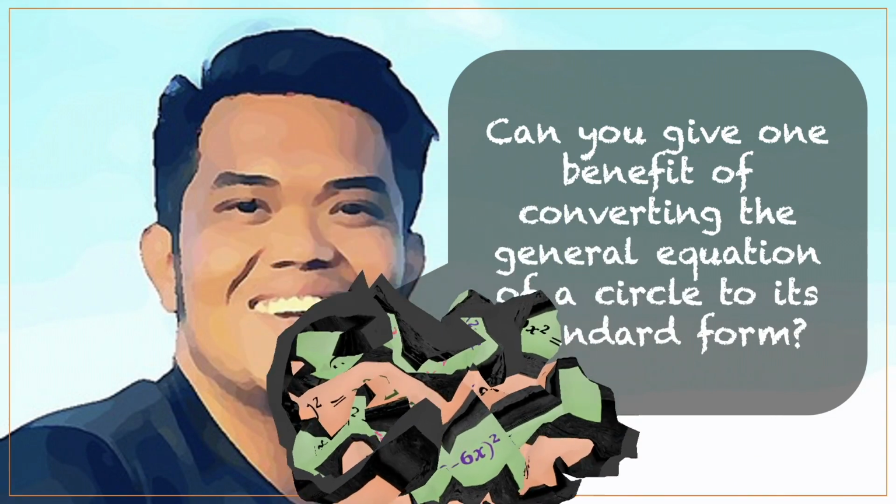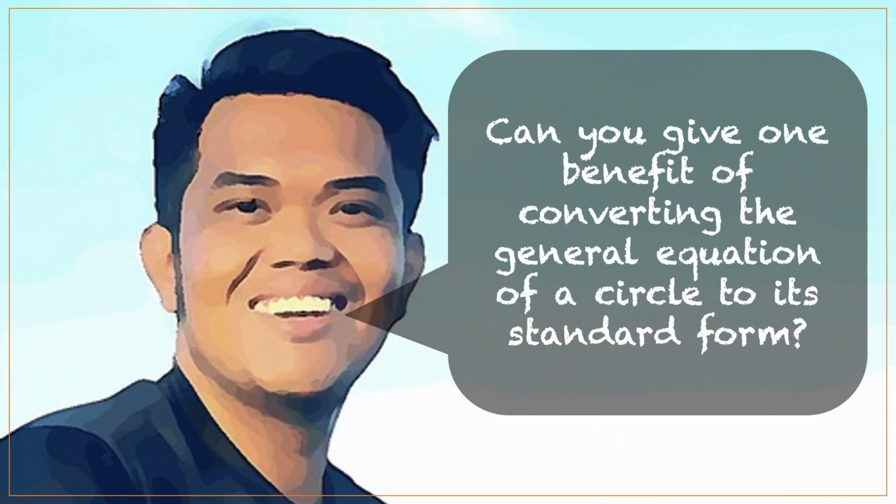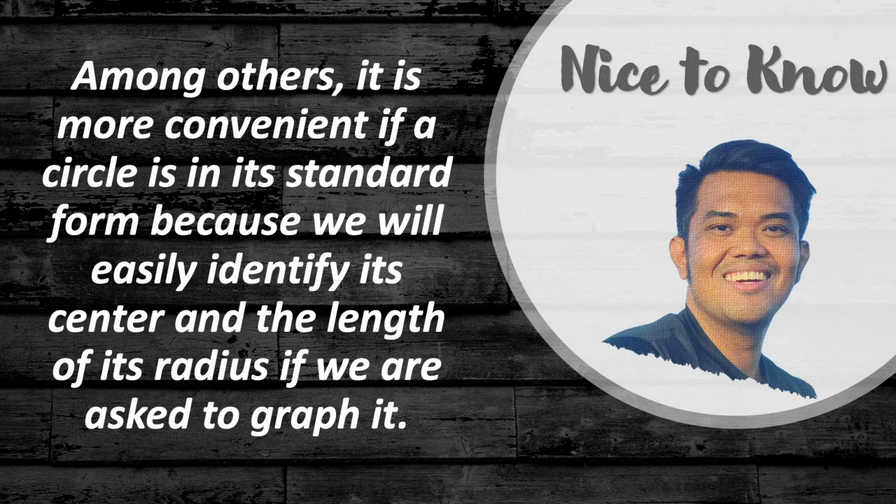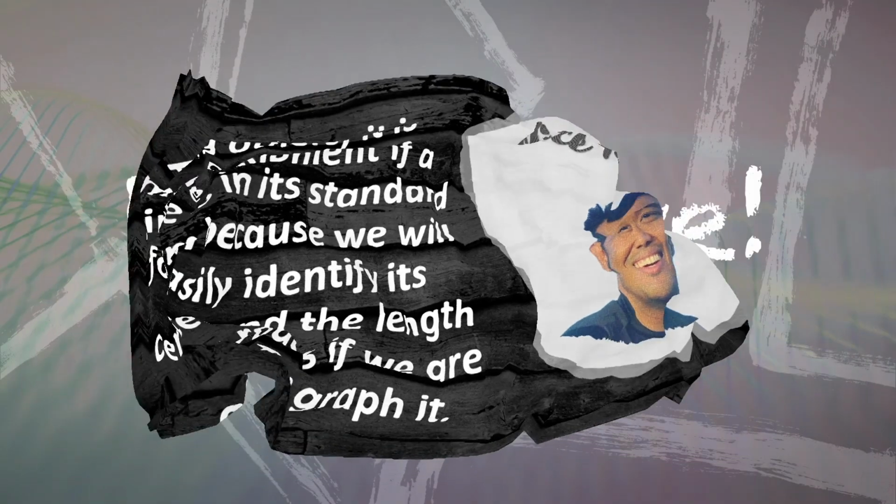I know that you are now excited to compute, but first, please tell me one benefit of converting the general equation of a circle to its standard form that you now reckoned. Touché! Among others, it is more convenient if a circle is in its standard form because we will easily identify its center and the length of its radius if we are asked to graph it. Very clever, huh?